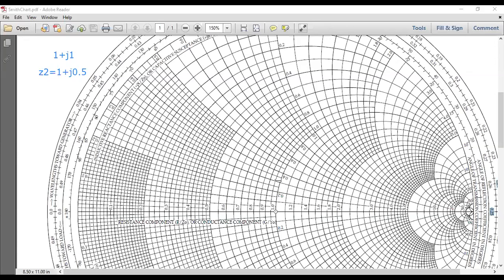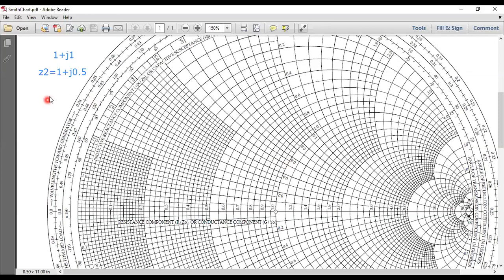So here you will have 1. Now you can move on this circle of 1. So when you move on this circle of 1, you will get here, this is 1, and here this is 0.2, this is 0.4, this is 0.6. So in between 0.4 and 0.6, here this is 0.5. Okay. So this spot here, it will be your impedance Z2, that is 1 plus j0.5. Okay. So this is your impedance Z2.